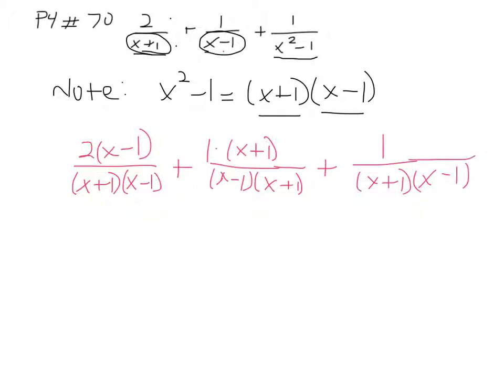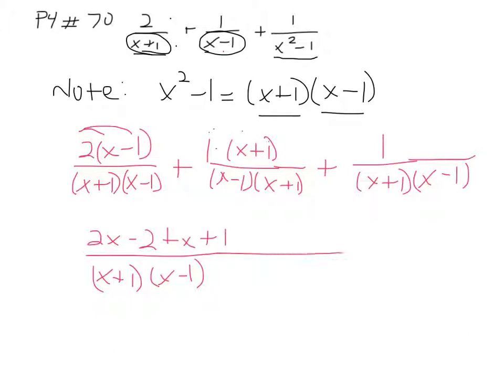So now we want to be able to add these things up, and we have our common denominator as x plus 1 times x minus 1. On our top, we can multiply our 2 times x, so that'll give us a 2x minus 2. 1 times x is x, 1 times 1 is 1. And the last 1, we haven't done anything to that one, so that 1 carries over.